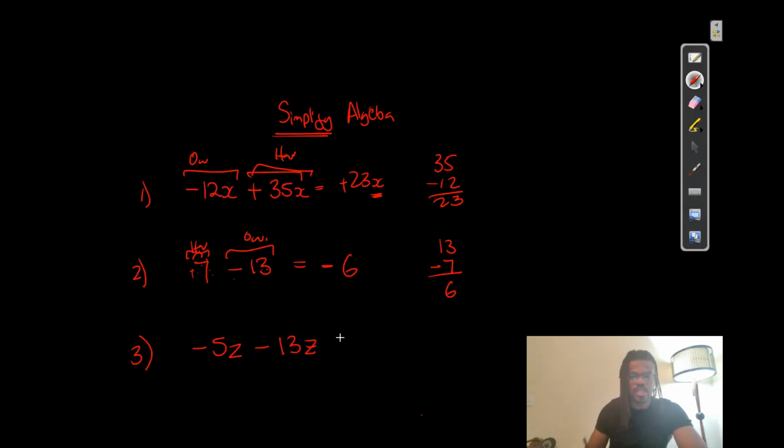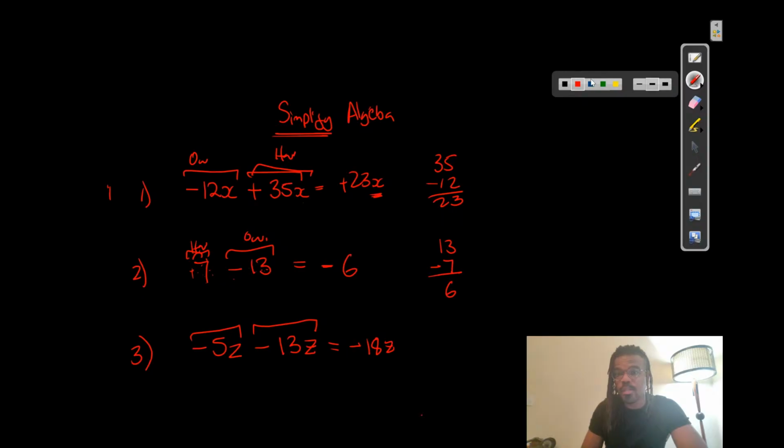Okay, let's go through to z now. This one says I owe 5. I don't know what starts with z. Zebra. I owe 5 of these, and I owe another person 13 of the same thing. So that means I'm going to be owing 18 z's now. So this was an example of the signs being different. When the signs are different, you're going to end up subtracting. When the signs are the same, you're going to end up adding.